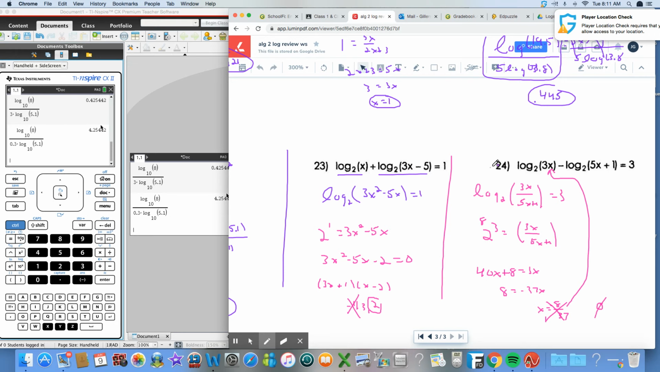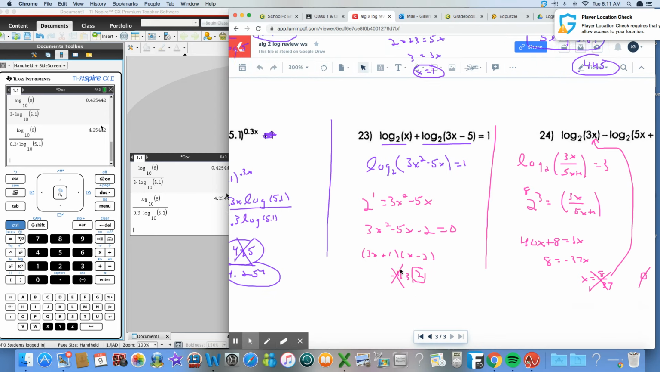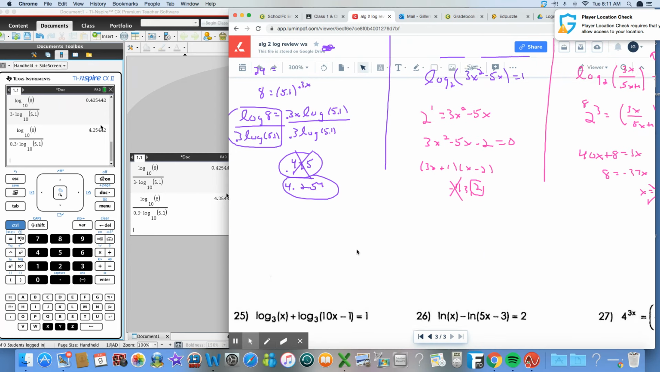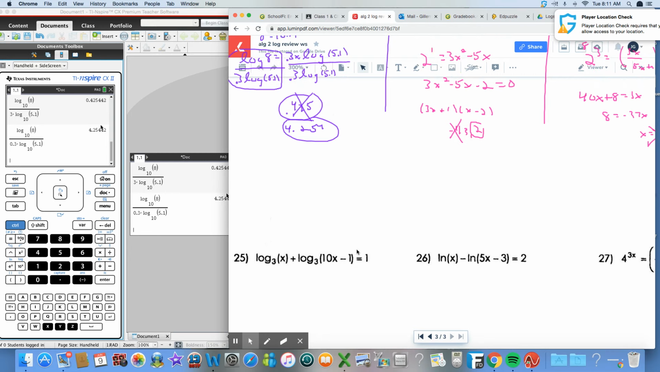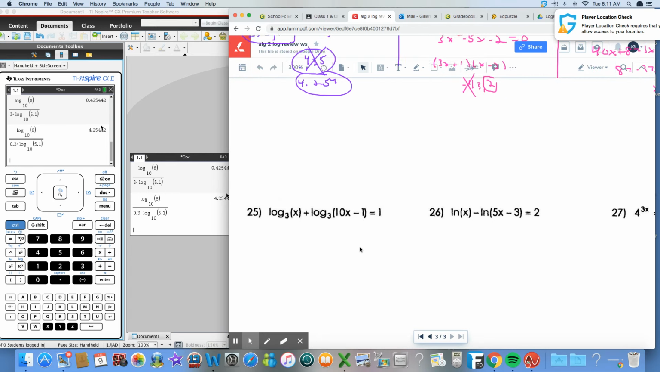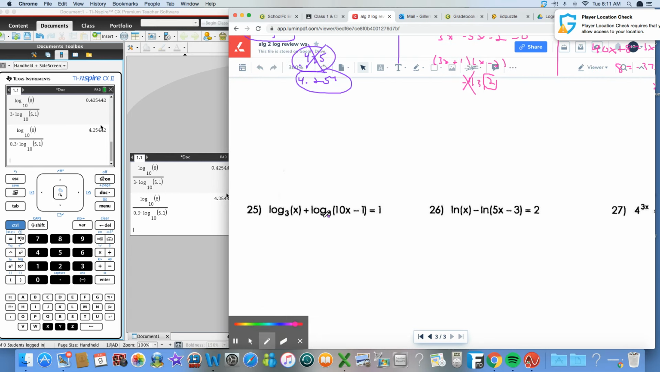All right. So if you have two logs on one side like this, you condense them, rewrite it as an exponential, but make sure you check your work. Make sure you cannot have a negative number after a log. All right. Last three. Same exact problems that we've been doing here. Same type. Multiple logs like this, condense them.